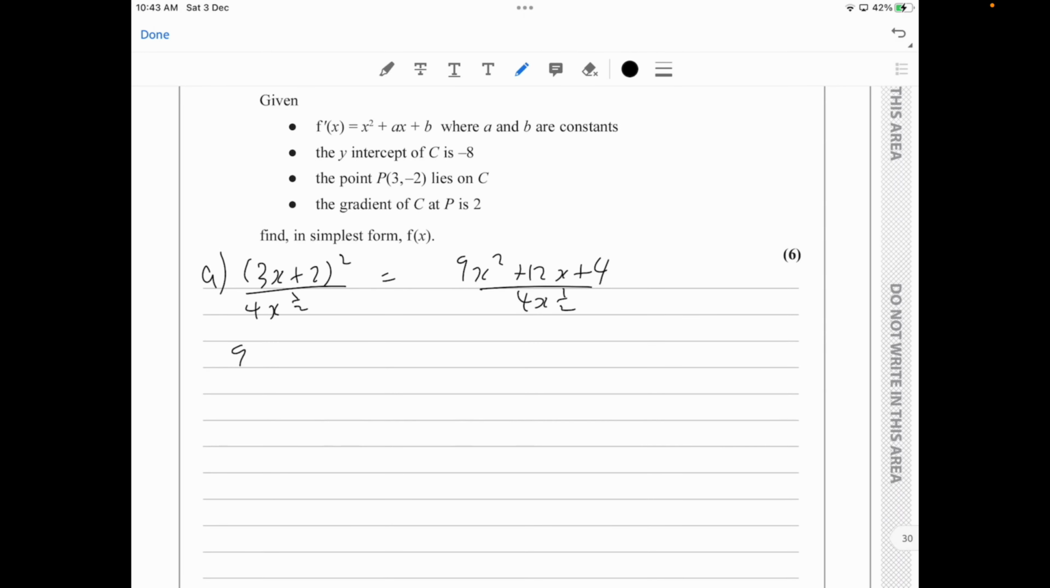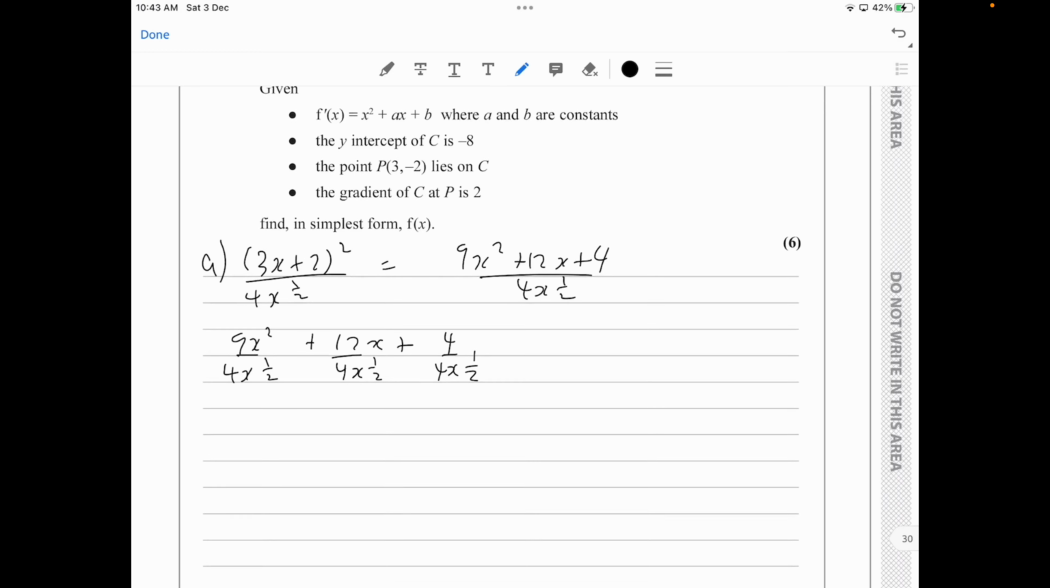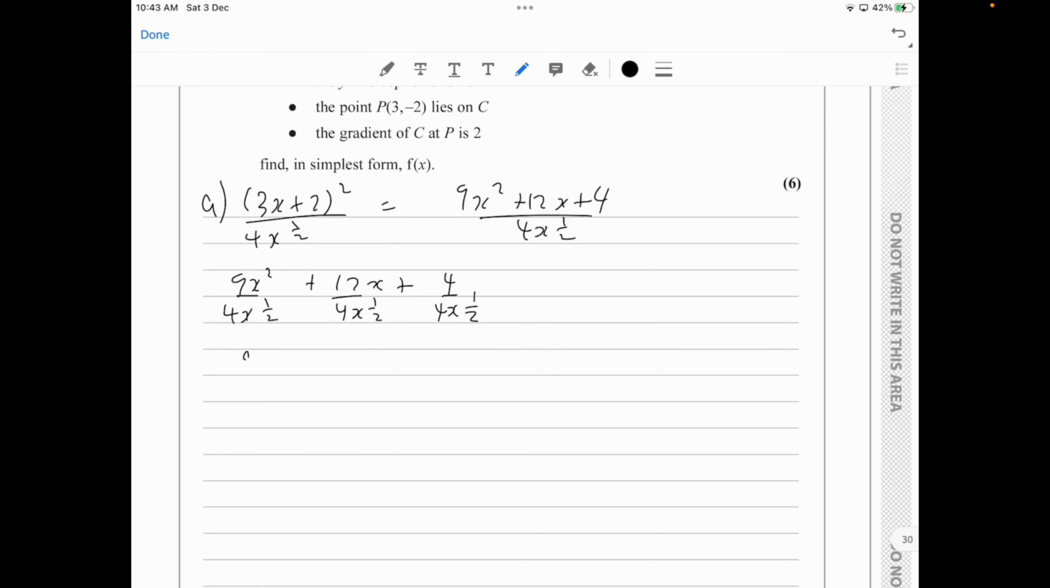Now what you need to do is start splitting this up in terms of its powers. Plus 12x divided by 4x raised to the power half plus 4 divided by 4x half. Once you split these terms individually, you're going to get 9 by 4 x raised to the power 2 minus half. That's indirectly going to give you 3 by 2, plus 12 divided by 4 is 3x raised to the power half plus x to the minus half. All I'm doing is just simplification, guys. So this is just simplifying it all in terms of its powers.